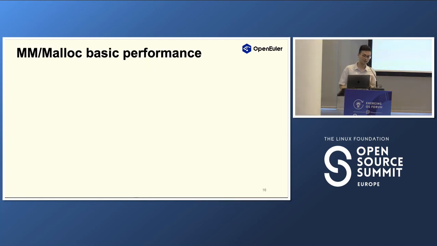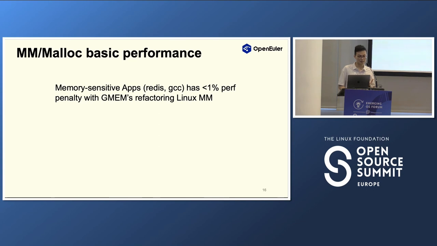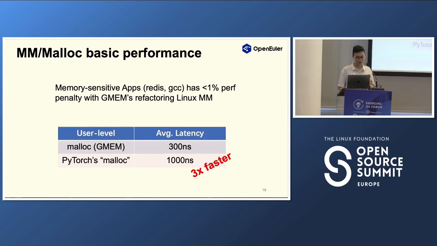We also look at the basic performance of the memory management system and the malloc library. We tested some memory-sensitive applications, including Redis and GCC from SPEC 2017. They all have less than 1% performance penalty, and this is done with a Linux system that features GMEM. We also put the malloc library on PyTorch running on GMEM, and with GPT-2, we ran a training of the large language model and found that the average latency of malloc is about 3 times faster.